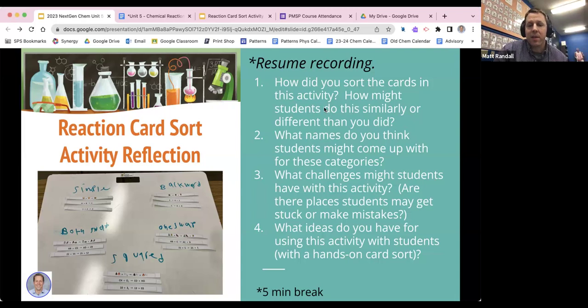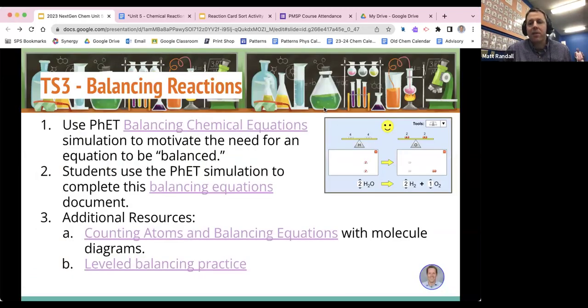Okay, we're going to move on to the next task set, which is balancing reactions, and I plan to do this relatively quickly. We use the PhET balancing chemical equations simulation. You can click on the link if you haven't used it before. A couple of things I really like about the PhET simulation: it has a physical balance, so students are thinking about conservation of mass, or conservation of matter, and it has drawings of the molecules on each side, so students get a visual representation of what these molecules look like.